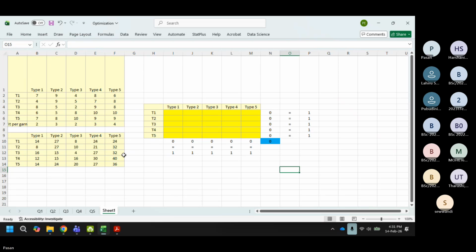But then we have an important decision to make: whether to give the type 1 to tailor 1. Then this has to be 1 here, right? And otherwise it is 0. So therefore, we are defining a special type of variables, and we call them the decision variables.